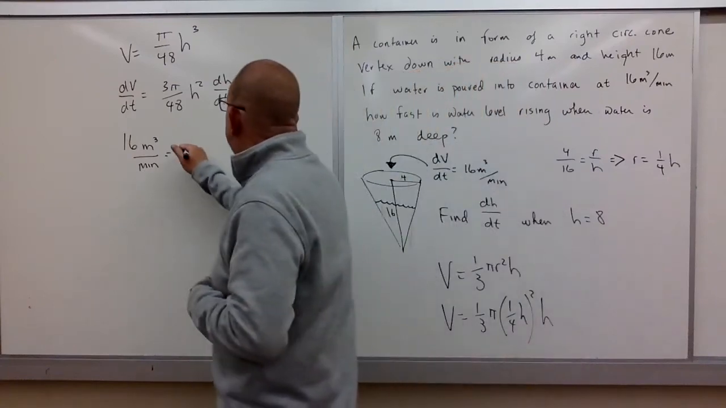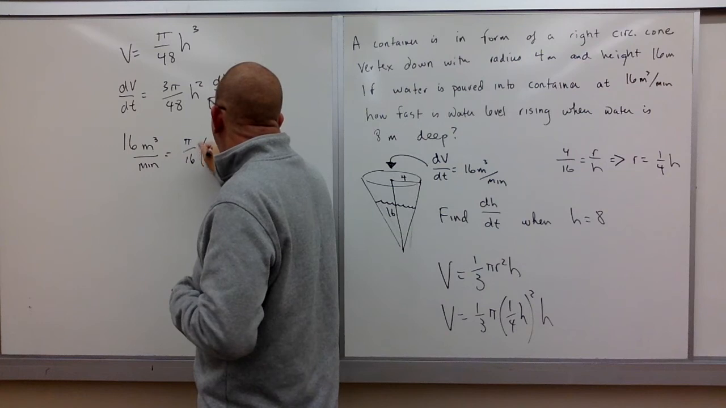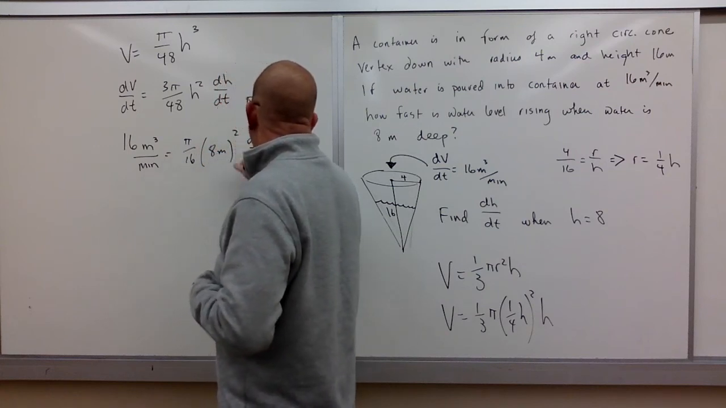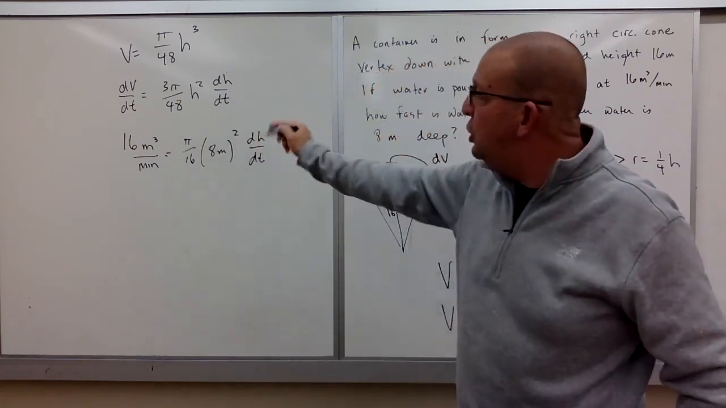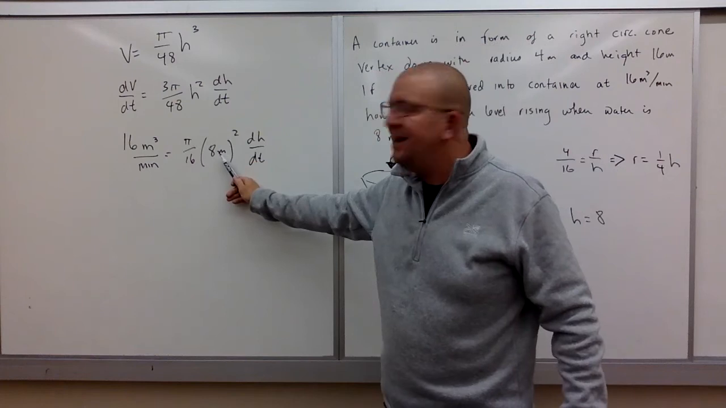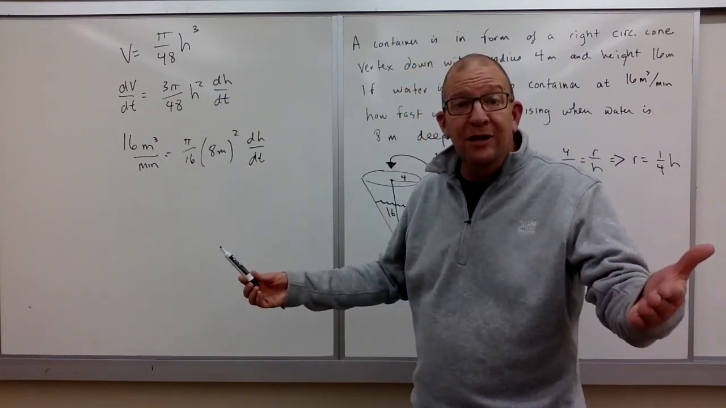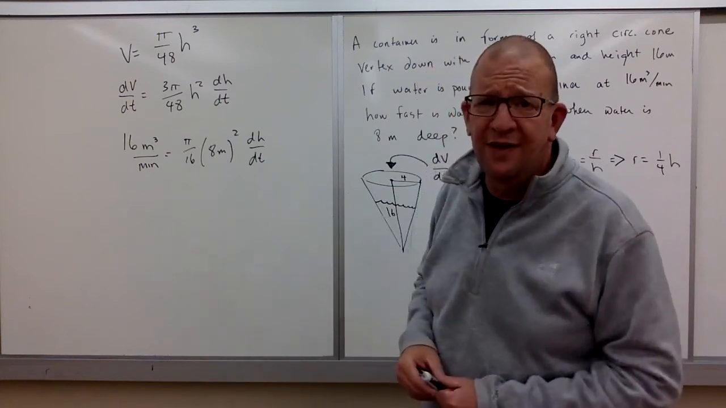Okay, so this is pi over 16, 8 meters squared, dh dt. Now, if I take meters cubed per minute and I divide it by meters squared, I'm going to get meters per minute, and that's what I want. It always works out that way.